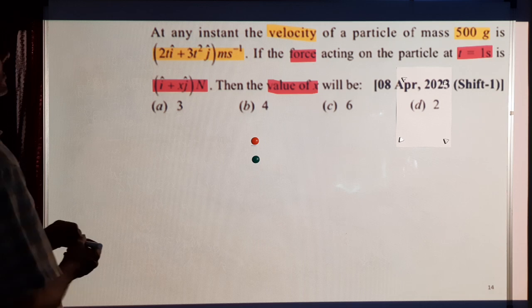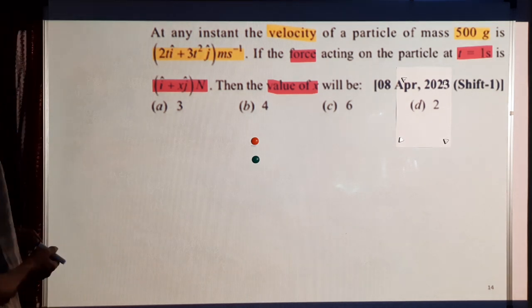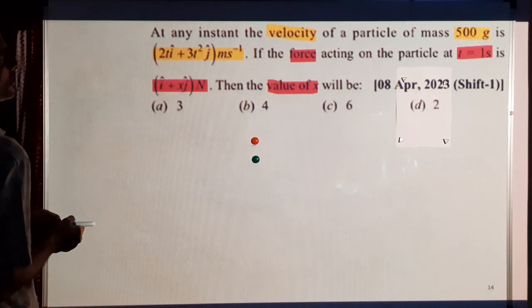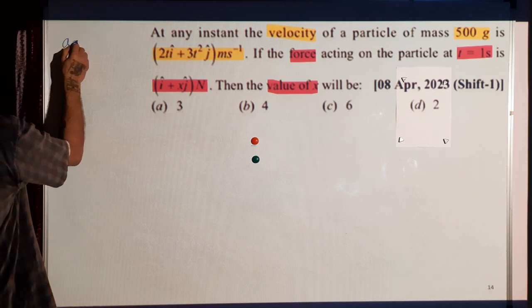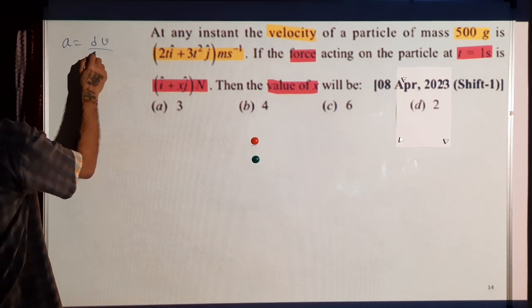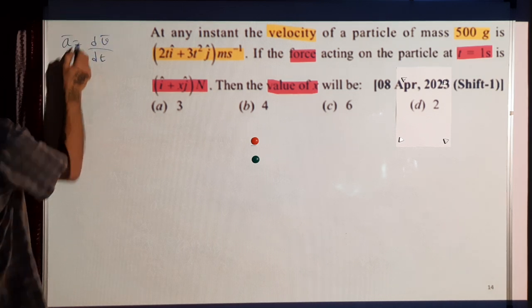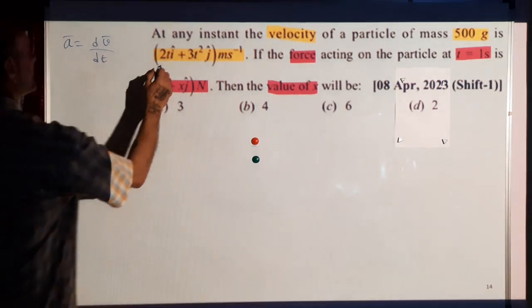So velocity as a function of time is given. This is the velocity. So acceleration is the rate of change of velocity. Velocity is a vector, acceleration is a vector. This is the velocity vector.